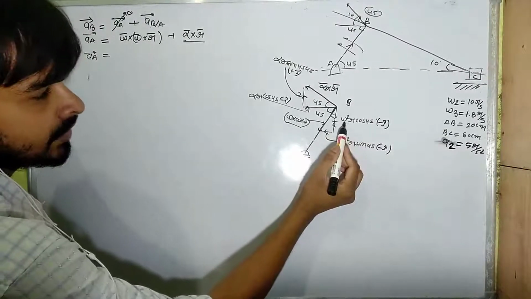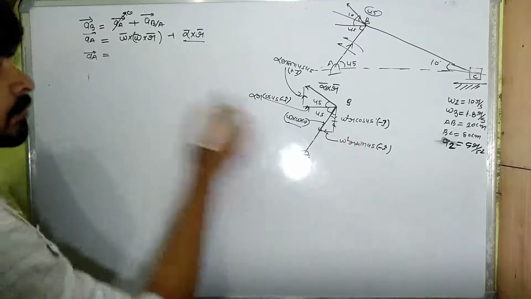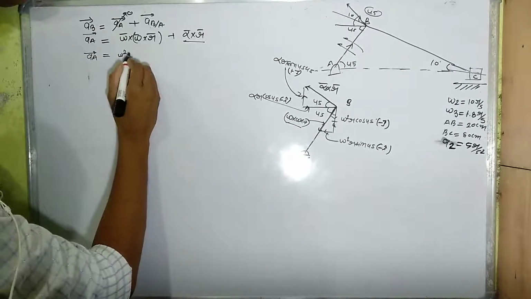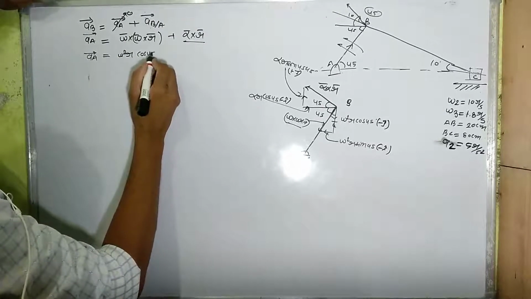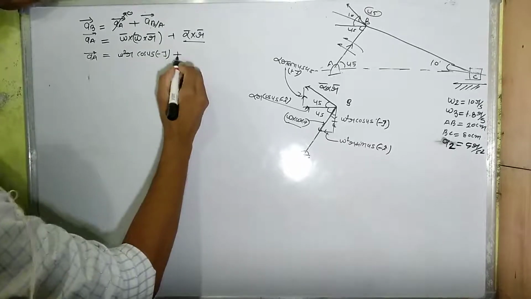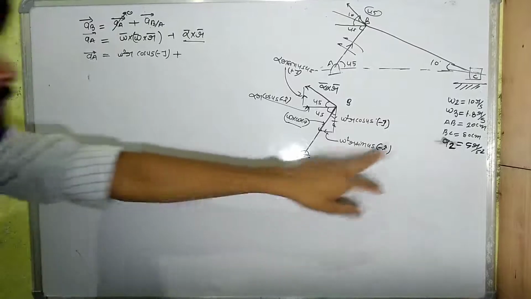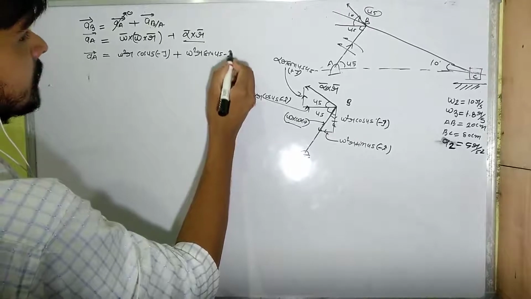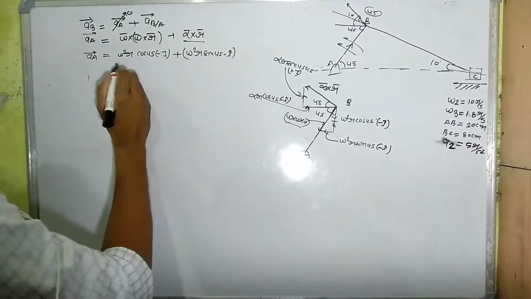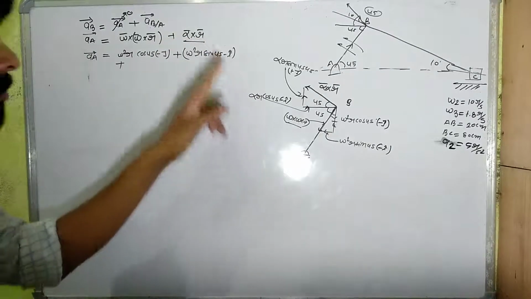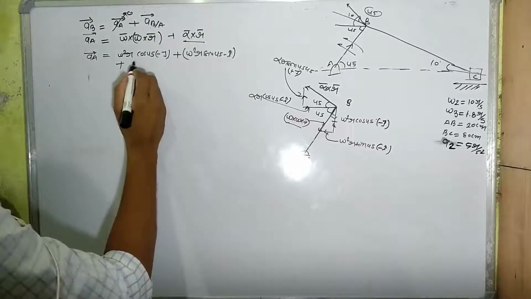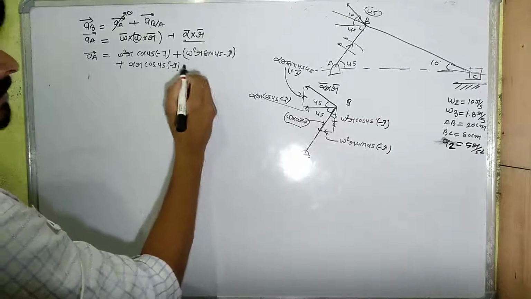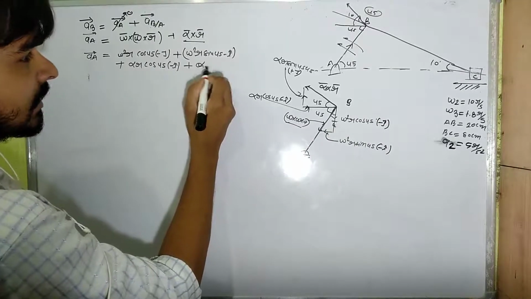Look at here. Omega square r cos 45 minus j cap. Vector A plus vector B is equal to vector C. So vector A will be omega square r cos of 45 minus j cap plus omega square r sin of 45 minus I cap, plus for this vector it will be alpha r cos of 45 minus I cap plus alpha r.